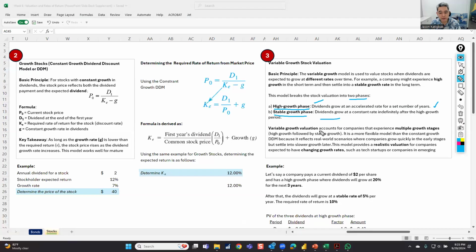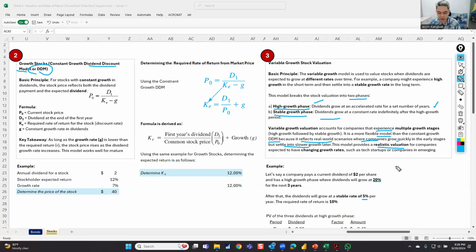So variable growth valuation accounts for companies that experience multiple growth stages. It's a more flexible model than the constant dividend discount model, DDM, because it reflects real world scenarios where companies grow quickly in early stages, but will settle into slower growth. It goes high, and then later on will stabilize, so it's a lower rate, right? At 5% compared to 20%. So that's our example. It's a more realistic approach in valuing companies.